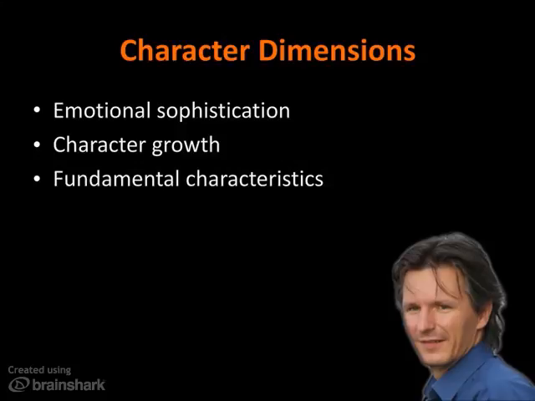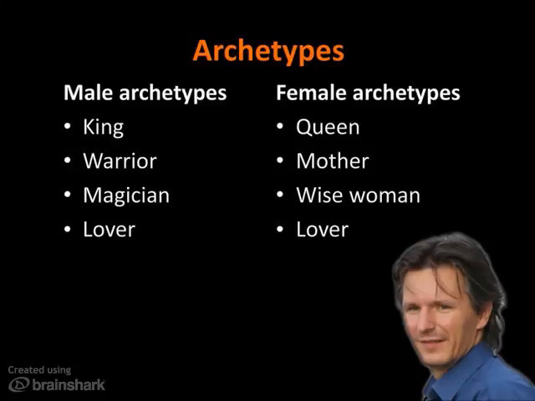Fundamental characteristics can be based on zodiac signs or on archetypes. One good source for designing different characters is Joseph Campbell's book, The Hero with a Thousand Faces. Campbell talks about fundamental male and female types, archetypes. Female archetypes are, for example, the queen, the mother, the wise woman, and the lover.